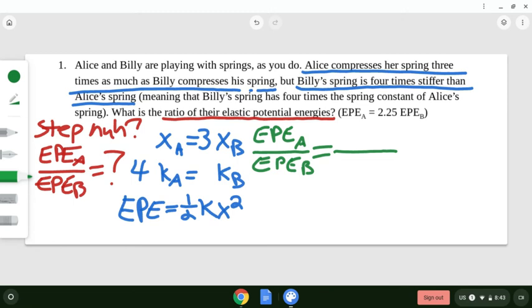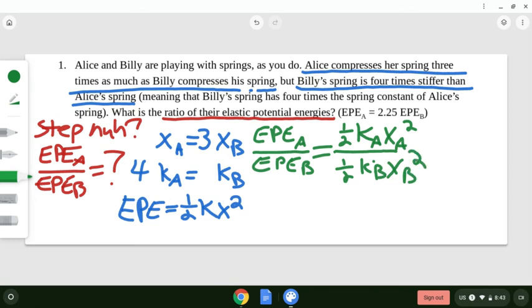So our top half is EPE of Alice. All right, well, look at your formula for EPE. That means this is going to be equal to 1/2 K of Alice, X of Alice squared. All of this divided by the bottom half, which is going to be 1/2 K of Billy, X of Billy squared.